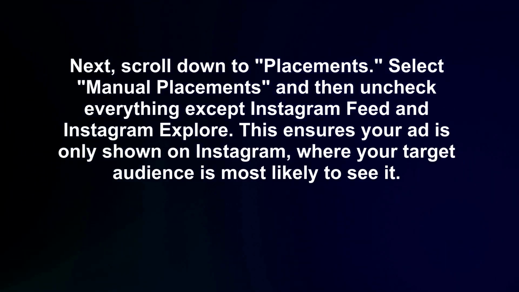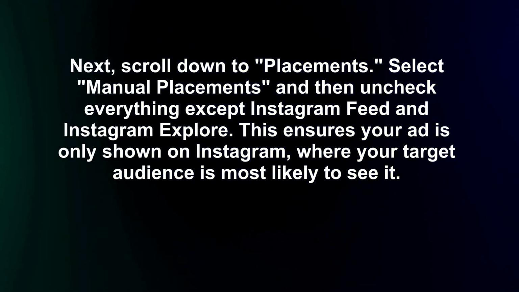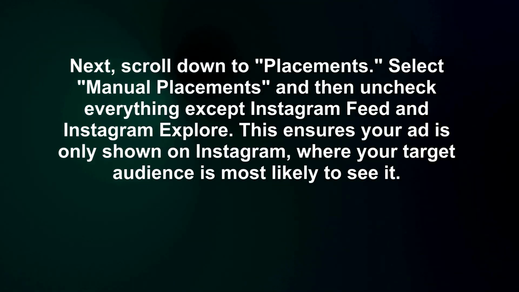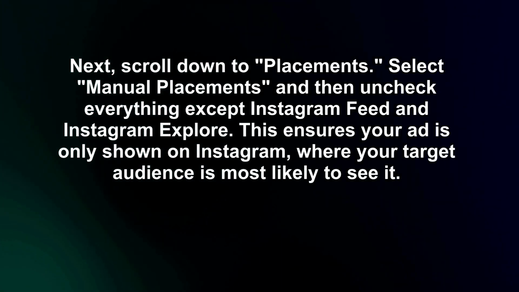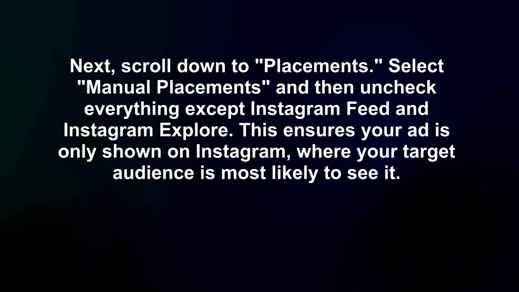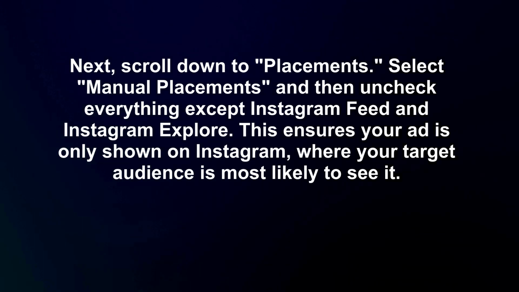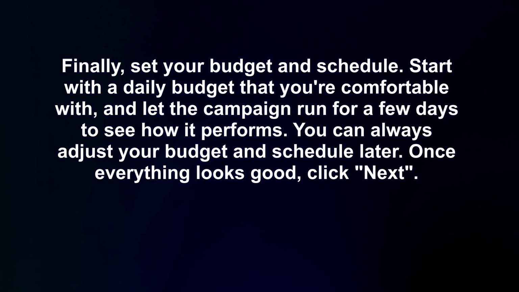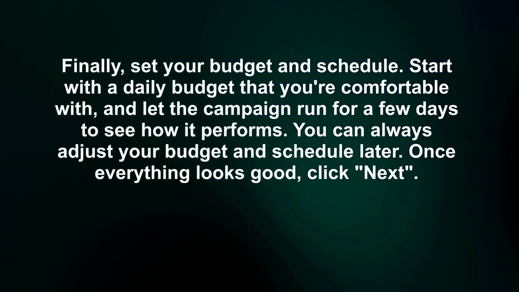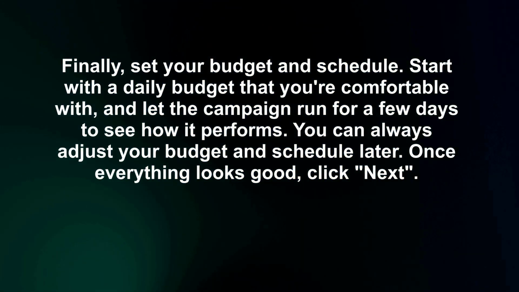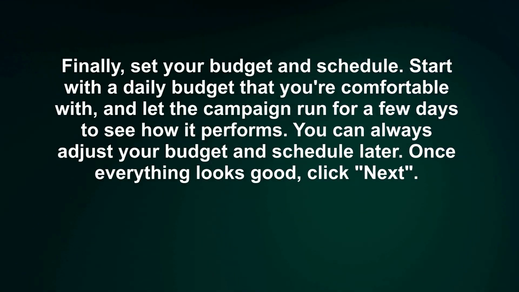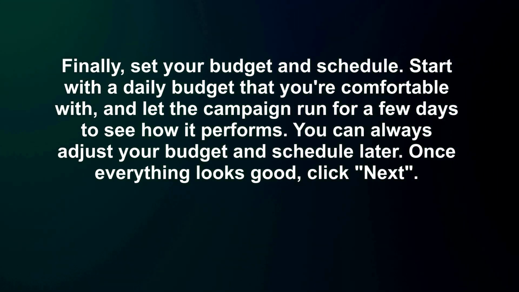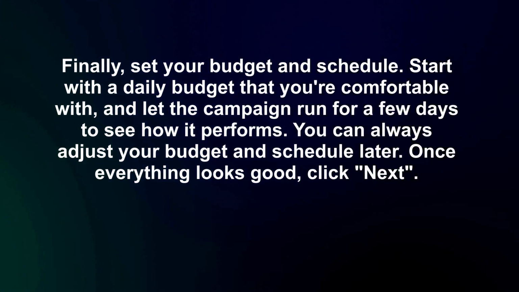Next, scroll down to Placements. Select Manual Placements, and then uncheck everything except Instagram Feed and Instagram Explore. This ensures your ad is only shown on Instagram, where your target audience is most likely to see it. Finally, set your budget and schedule. Start with a daily budget that you're comfortable with, and let the campaign run for a few days to see how it performs. You can always adjust your budget and schedule later. Once everything looks good, click Next.